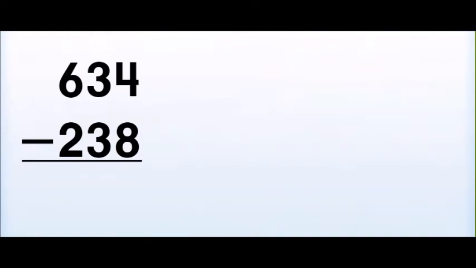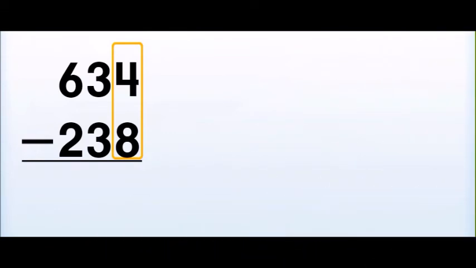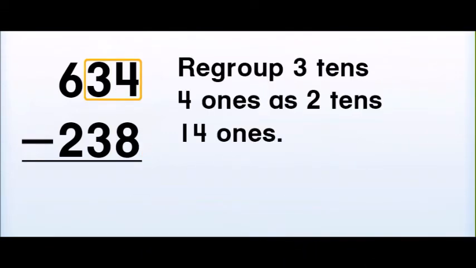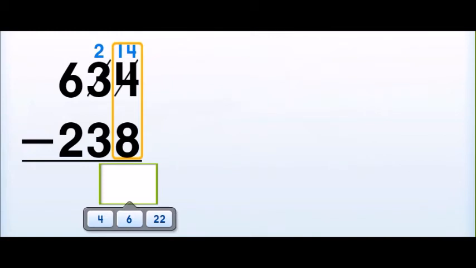Sometimes you'll regroup more than once in subtraction problems. Let's find out how to subtract 238 from 634. We always start by looking at the ones column. You can't subtract 8 from 4. You need to regroup 3 tens, 4 ones as 2 tens, 14 ones. Record the regrouping by crossing out the group numbers and writing the new values above.